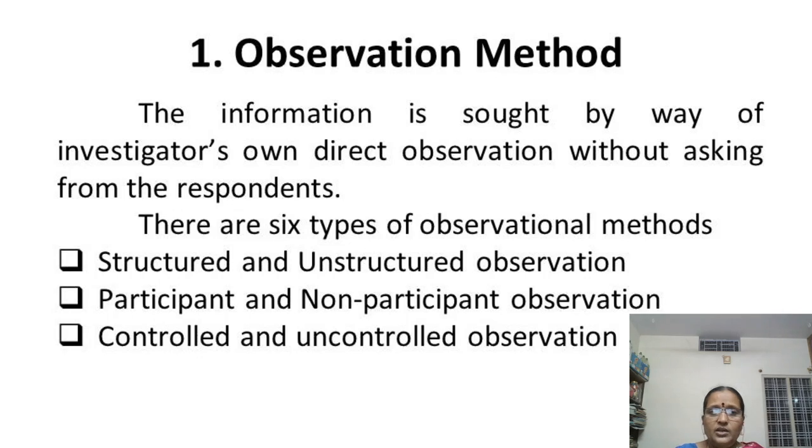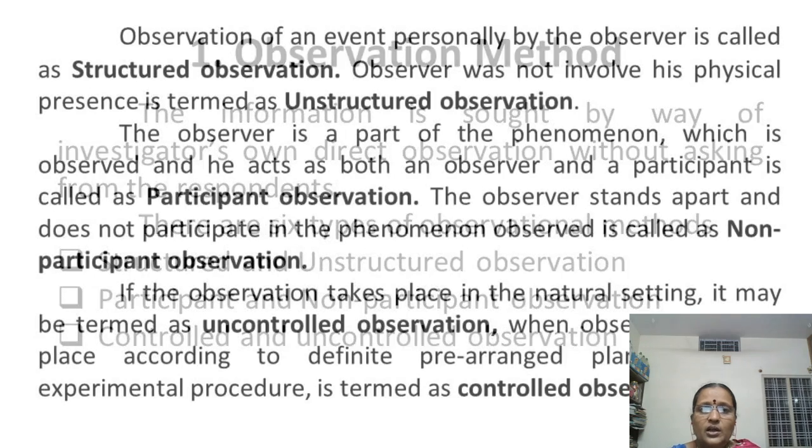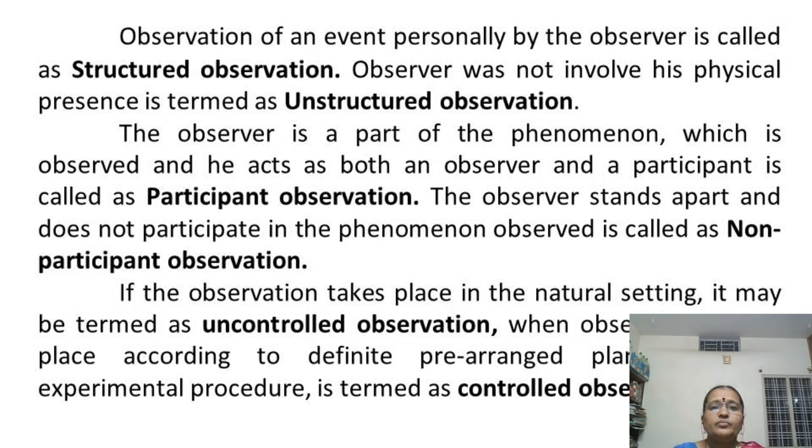Let us know what is meant by observation method and what are the types of observation method. The information is sought by way of investigators' own direct observation without asking from the respondents. Under the observation method, there are 6 types, that is, structured and unstructured observation, participant and non-participant observation, controlled and uncontrolled observation. Let us know one by one.